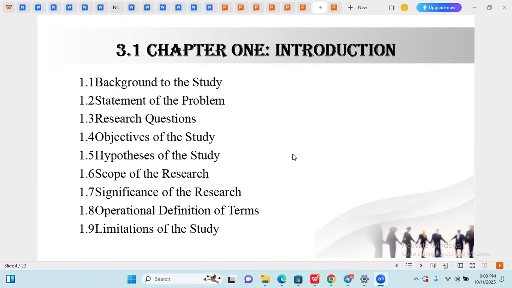So let's go. Chapter 1, introduction. The first one is what? Background of the study, statement of the problem, research questions, objectives of the study, hypothesis of the study, scope of the research, significance of the research, operational definition of terms, limitation of the study. You understand? Now, if you are dealing with the international level, you will have chapterization. Some will have methodology under this chapter 1.